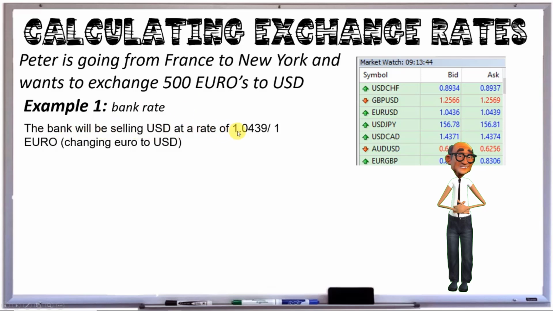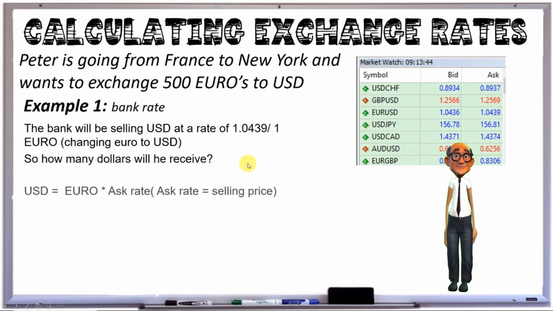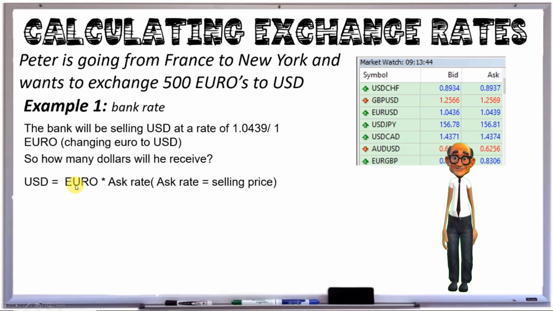The bank will be selling USD at a rate of 1.0439. That's what they're asking. That's the selling rate for 1 euro. So changing euro to USD, that's what we're actually busy doing. So how many dollars will he receive? Let's work it out. USD equals euro multiplied by the ask rate. Ask rate is the selling price, right? That's how easy this one is. That's the simple formula for how to calculate when you are buying.